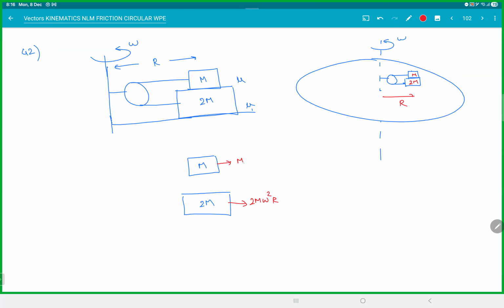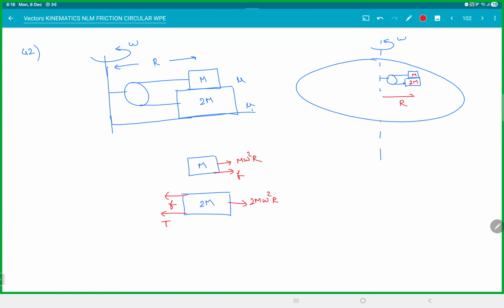This one will have a centrifugal force, M omega square r. So if there was no friction anywhere, what would have happened? Who would have moved out? The 2M will try to go to the right and M will try to come inside, isn't it? That means this friction will try to oppose 2M and will actually support this one. That is how you get the direction of friction. Assume there is no friction on the system. See how they would have moved without friction. So you try to stop that.